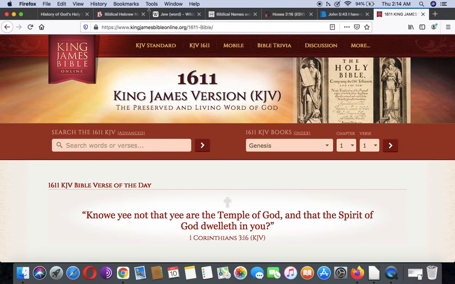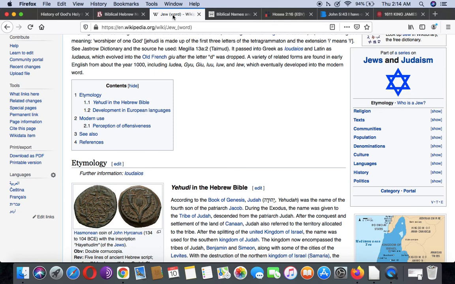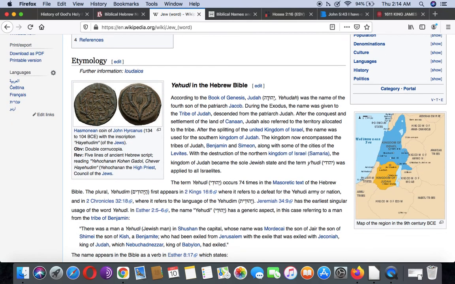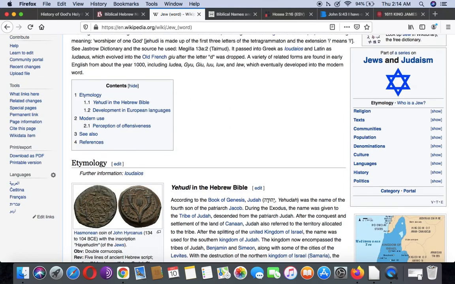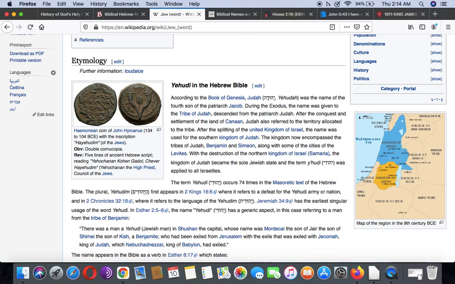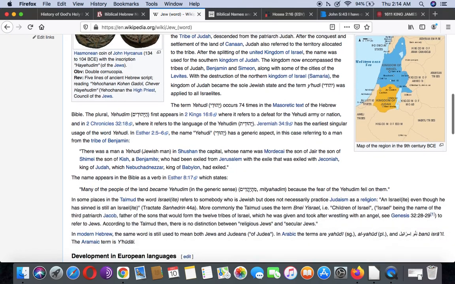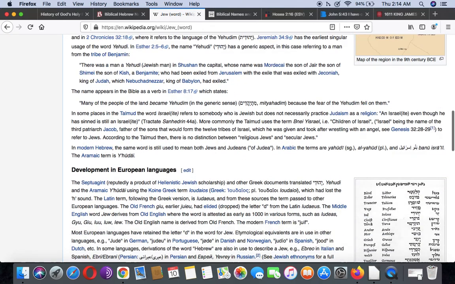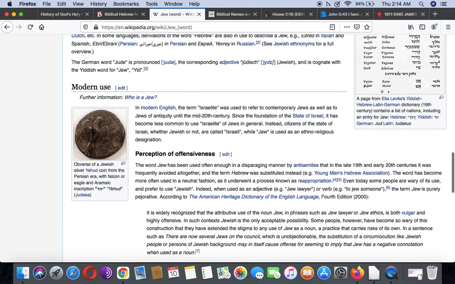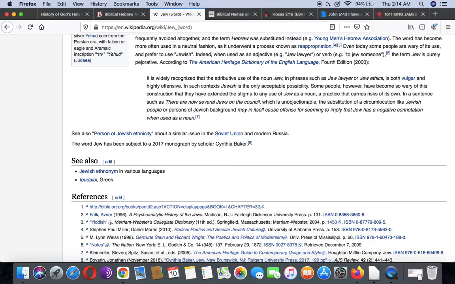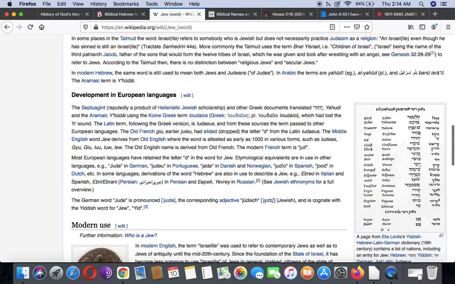Again, I'm going to switch over to the Jew word here, and as you can see, this is the Jew word on Wikipedia. And you see here, if you're going to say Judah, there is no Judea. It's Judea, right? And you can pronounce it in English. So people are just deceiving us when it comes to these things in the Bible, because these names are important, especially the Savior's and the Father's name.